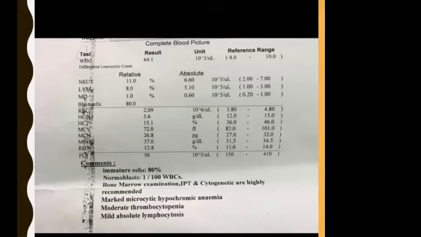Perfect. Okay, then let's look at the blood cells. The RBCs are low, so there's anemia. Hemoglobin is also low, which is expected. The MCV is low, so it's microcytic. The MCH is low, so it's hypochromic. The RDW is normal. Platelets are low, so there is thrombocytopenia. So there is bicytopenia because there's anemia. Don't forget to comment on the MCHC.